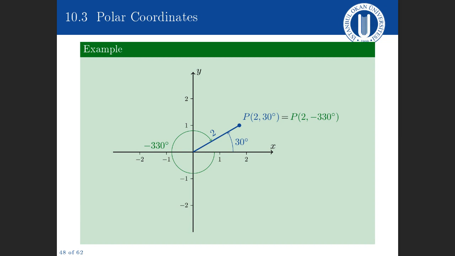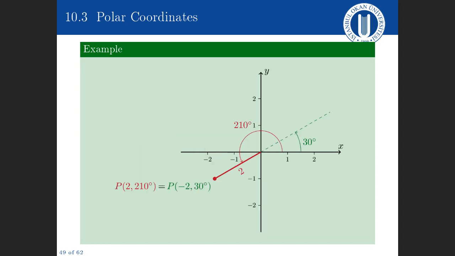But I don't have to rotate my ruler anti-clockwise. Let's suppose I instead rotated my ruler clockwise by an angle of 330 degrees. Then the ruler would be in the same place. So we can say that the polar coordinates of this point are (2, -330 degrees). The difference between these two angles is always going to be 360 degrees or some multiple of 360 degrees.